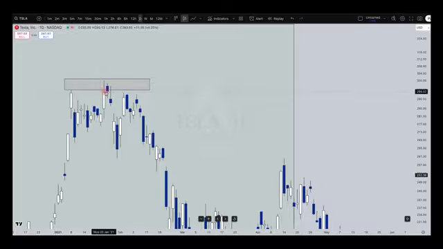So it rejects off that area and forms a long wick at the same time. And then the next candle trades into that wick of the candle, but cannot trade beyond it. Instead, it trades lower, and the next candle trades lower. Ultimately, price rejects away from that candle.